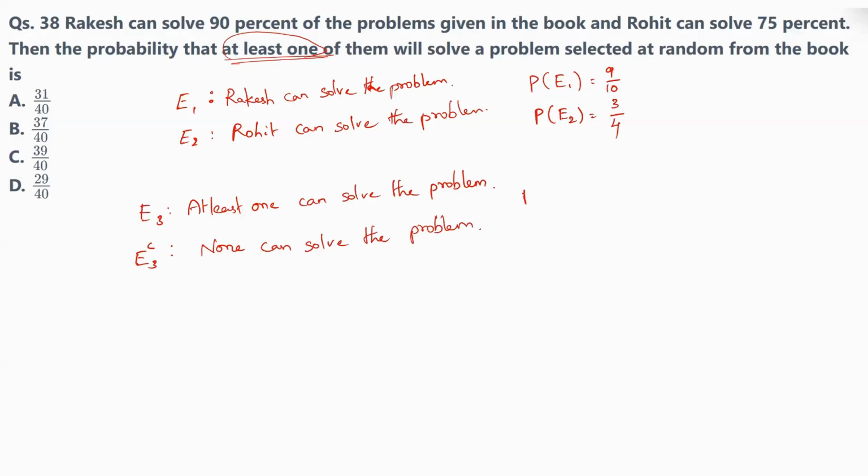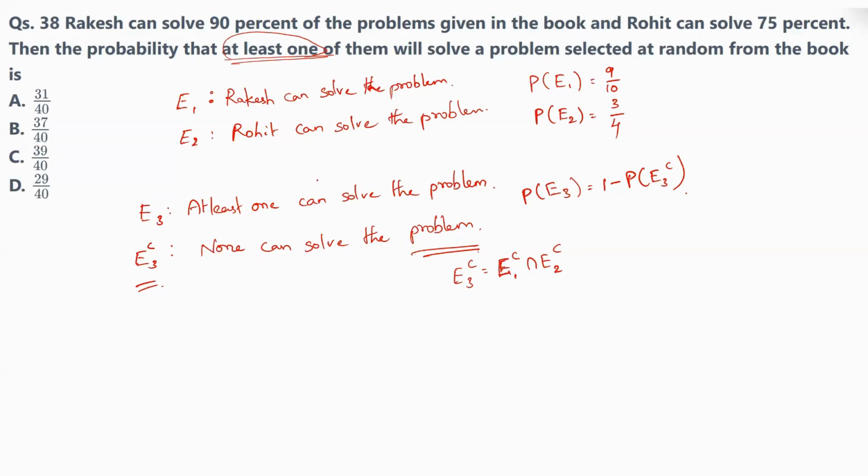So what is probability of E3? 1 minus probability of E3 complement. Is that right? So when does E3 complement happen? No one can solve the problem, when this problem comes from the set which Rakesh cannot solve and Rohit cannot solve. So E3 complement would be nothing but E1 complement intersection E2 complement.